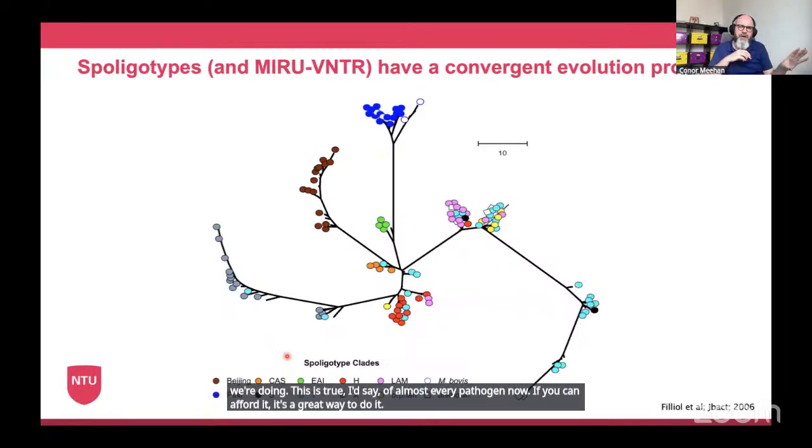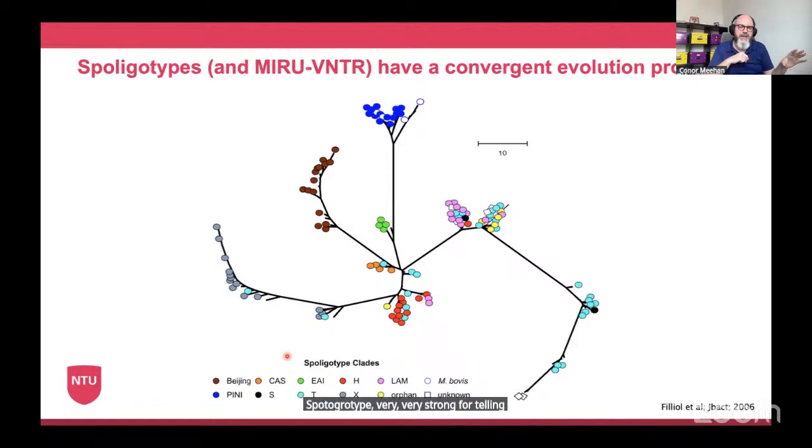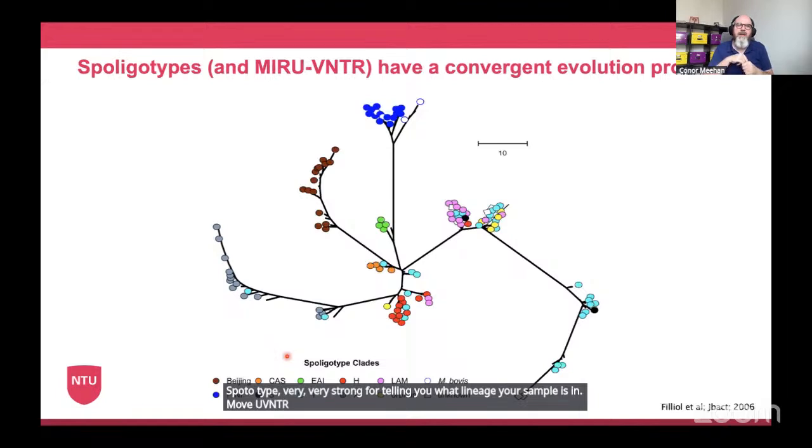Spoligotype is very, very strong for telling you what lineage your sample is in. MIRU-VNTR is less susceptible to convergent evolution, so it can be good for large scale survey tracking. This used to be done when you want to know if there's a strain across the entirety of the EU or something like that. But we don't really use it for recent transmission anymore because it doesn't have the resolution, and convergent evolution is a big problem.